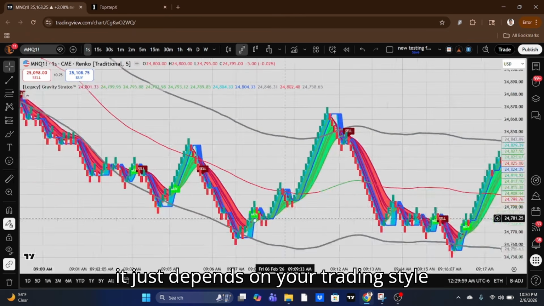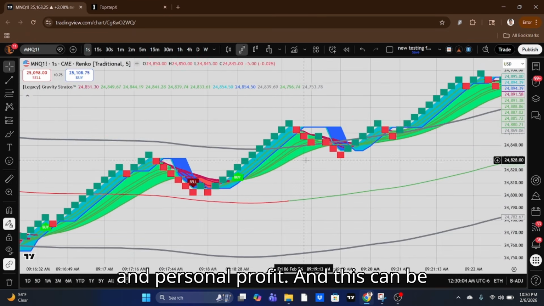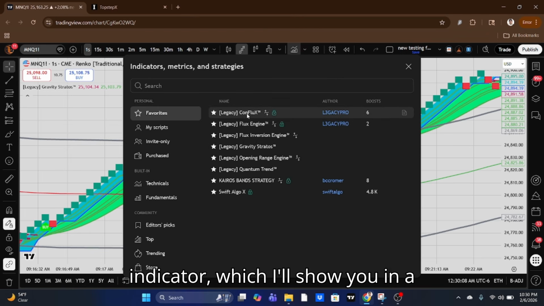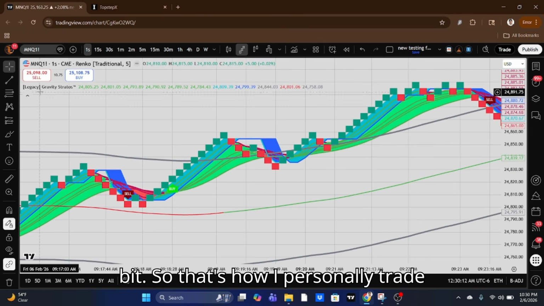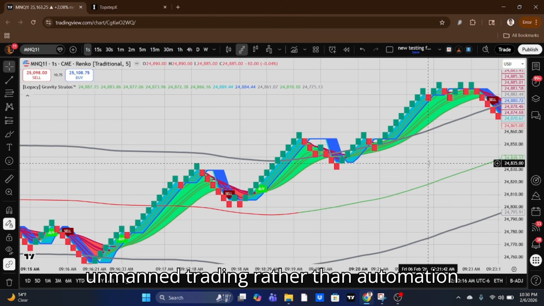So it just depends on your trading style and personal preference, and this can be automated if you're using the ConFlux indicator, which I'll show you in a bit. So that's how I personally trade Gravity Stratos, but this is more on manual trading rather than automation trading.